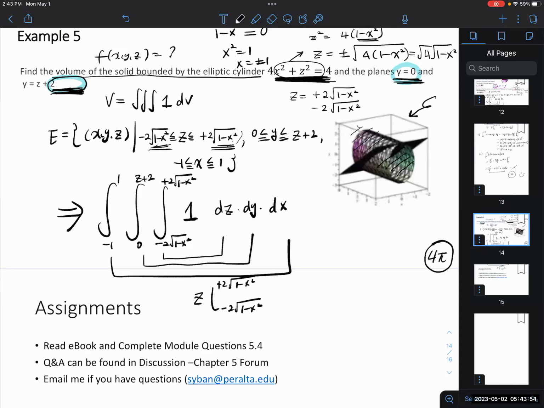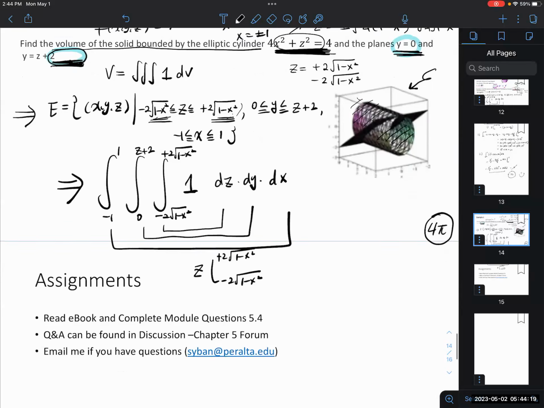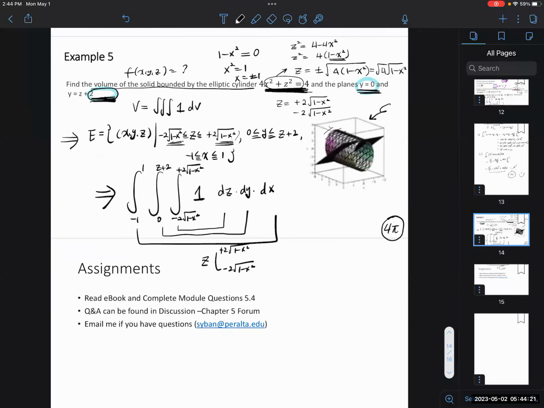As long as you can set up the right triple integral expression, including the correct intervals, the calculation part should be fine, right? Because the problem is when I don't know how to set up the interval. That's a problem. So read the question. Don't try to create some new equation. Just use the given information. That's all.